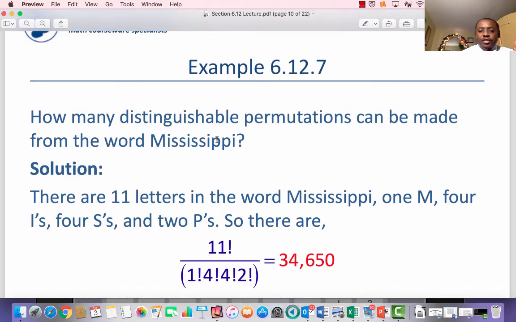How many P's are there? 2. You divide by 2 factorial, and you can either use your calculator or Math Studio to compute 11 factorial divided by all of these.